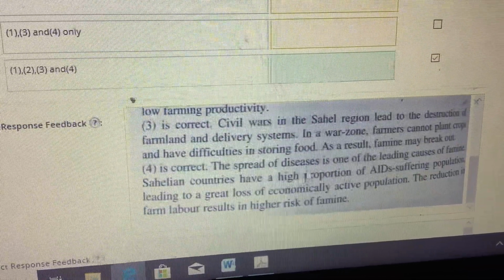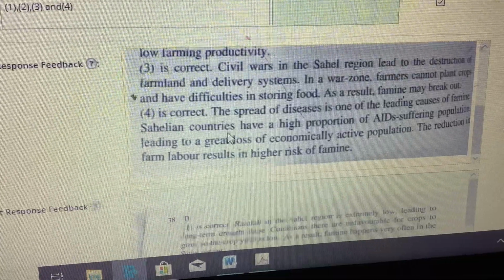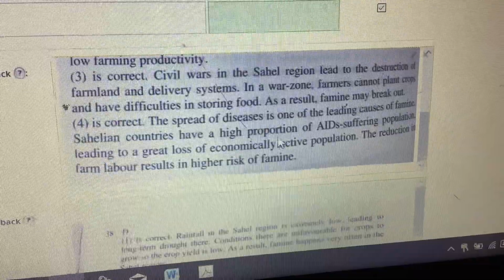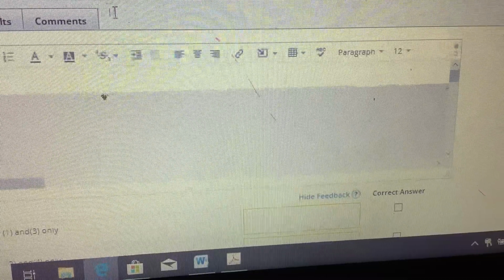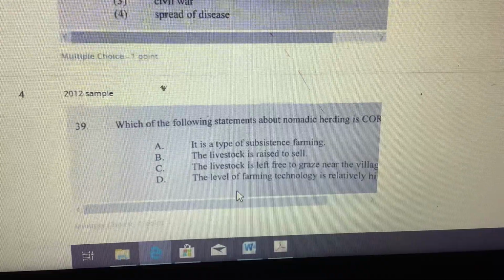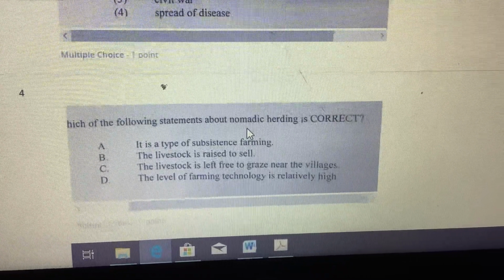Because number 4 is not very correct, but not totally incorrect either. Spread of disease is one of the leading causes of famine. Oh, because of HIV AIDS, yeah, true. I forgot this. The HIV may leave some of the countries' residents with less power to do farm jobs. It will also cause famine.